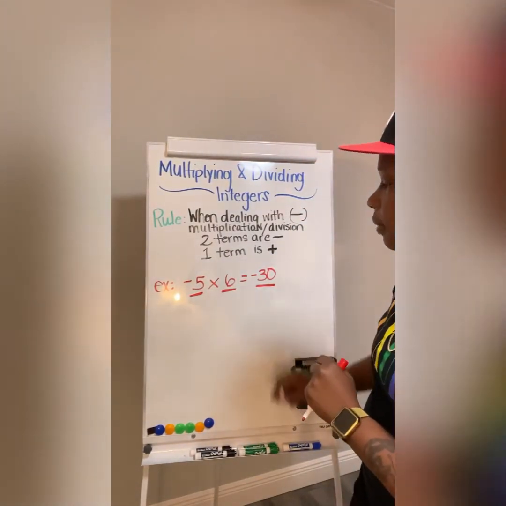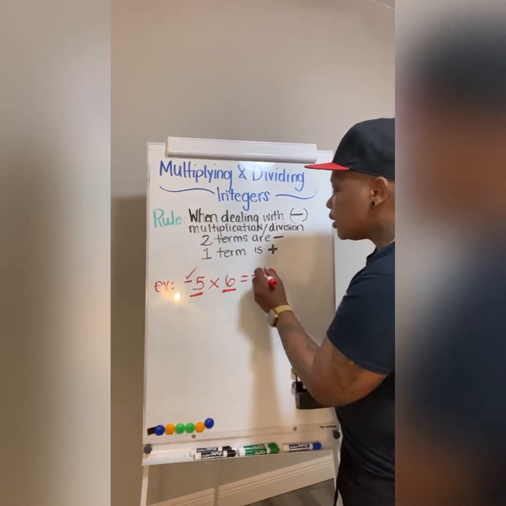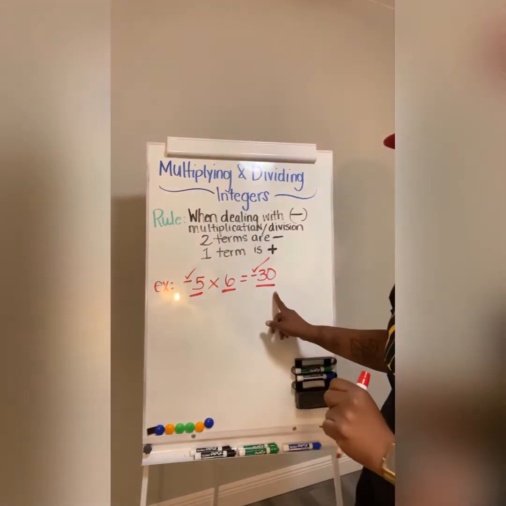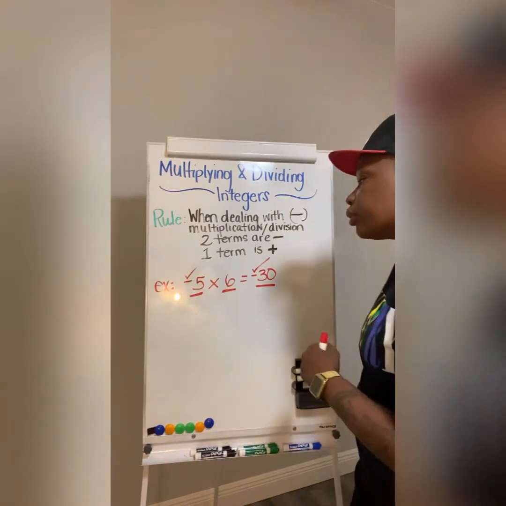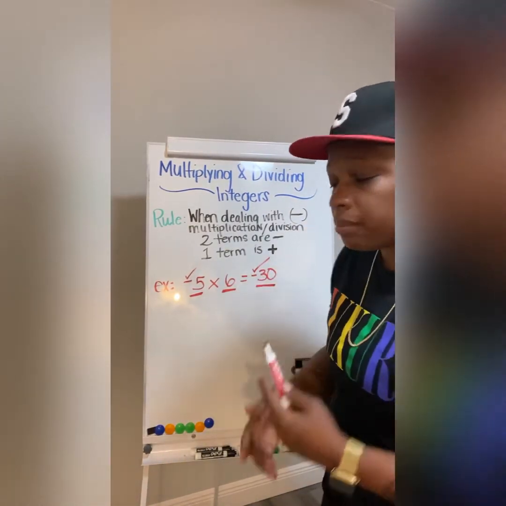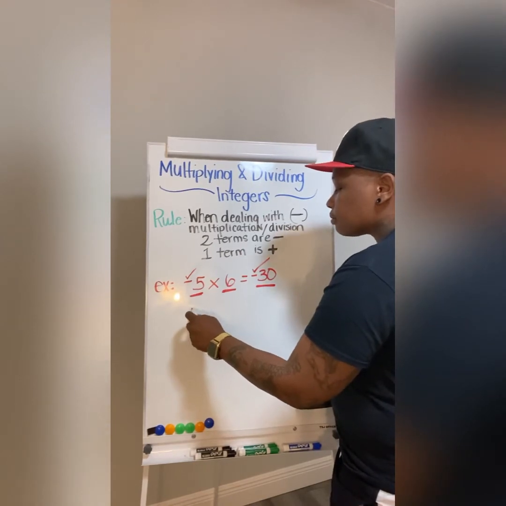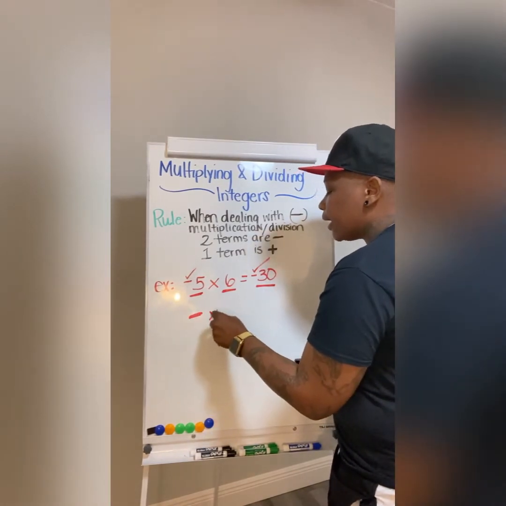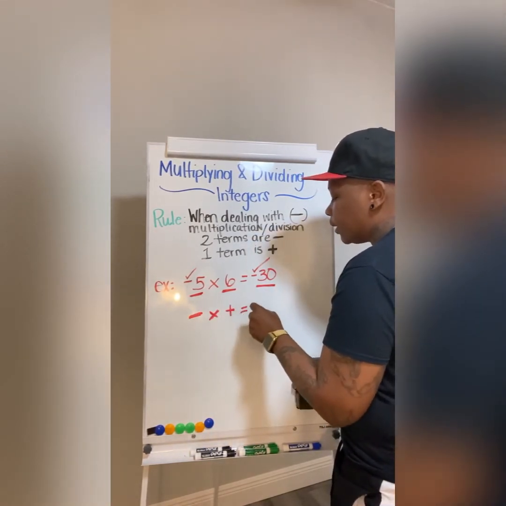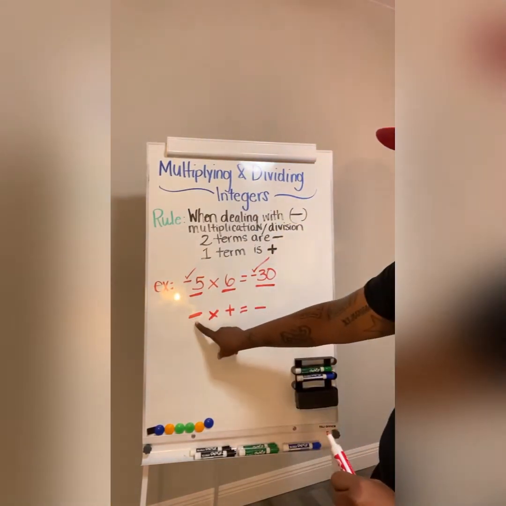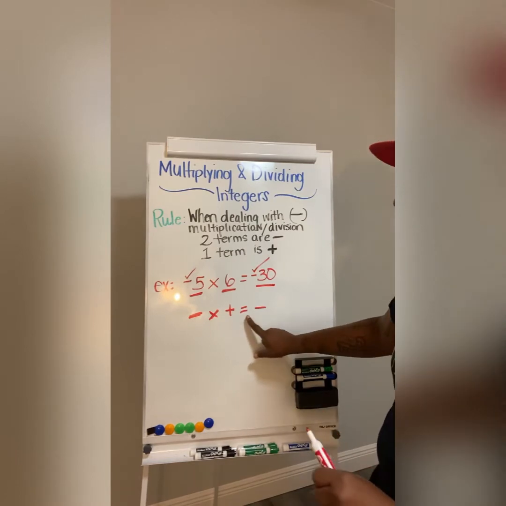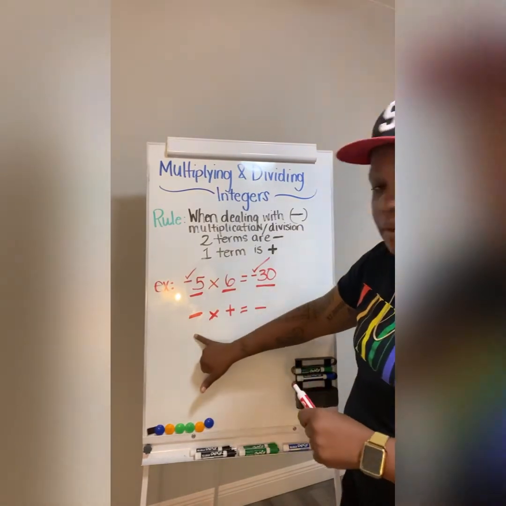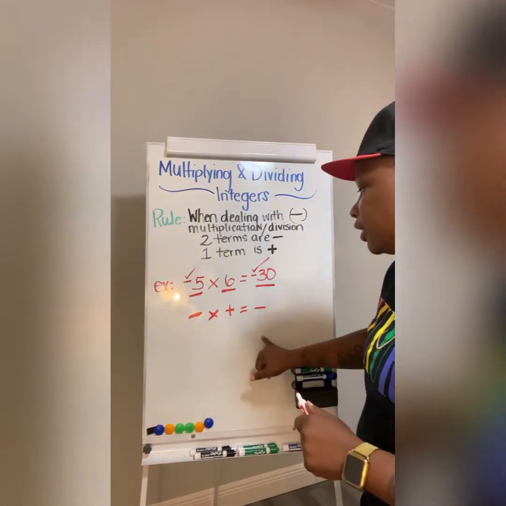So let's take a look at our example. 5 is negative, 30 is negative, so those are our two negatives, and then our 6 is positive. So this actually looks identical to our rule. As a cheat sheet, this is what you should remember: one negative multiplied by a positive is going to give you a negative. So again, a negative multiplied by a positive is going to give you a negative. Same thing with division. A negative number divided by a positive number is going to give you a negative number.